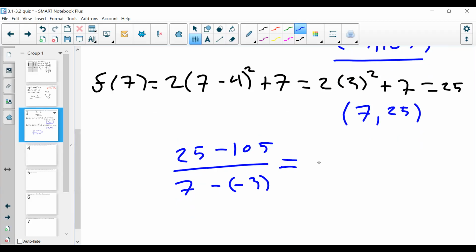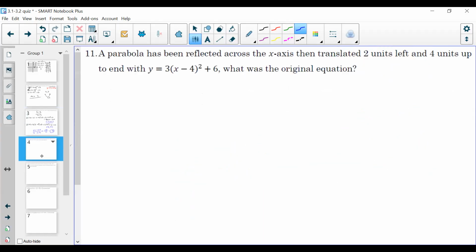25 minus 105, that's negative 80. 7 minus negative 3 is a positive 10. So your average rate of change is negative 8. Everyone okay with this? Does that make sense? Any questions about anything that I did before we move on? All right, let's keep going. Now we're going to problem 11.